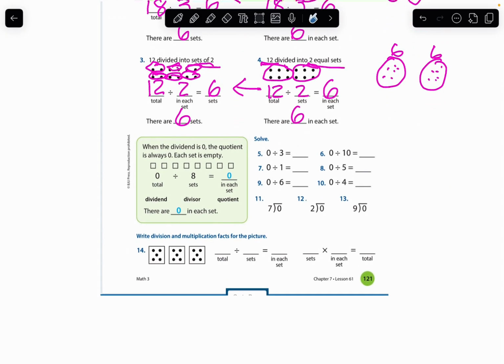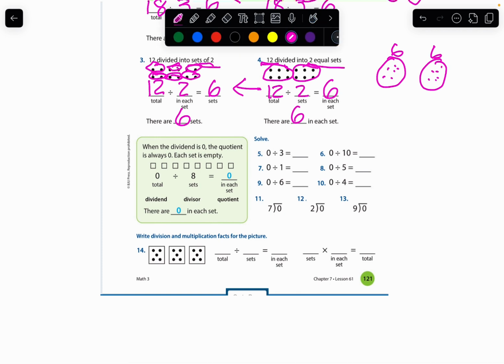Now, here's our new part. When the dividend is 0, the quotient is always 0. Each set is empty. So if you have 0 divided by 8, it will be 0. So when you see, just like with multiplication, when you saw 0 in the problem, you knew that your answer was always going to be 0. Same thing with this one.